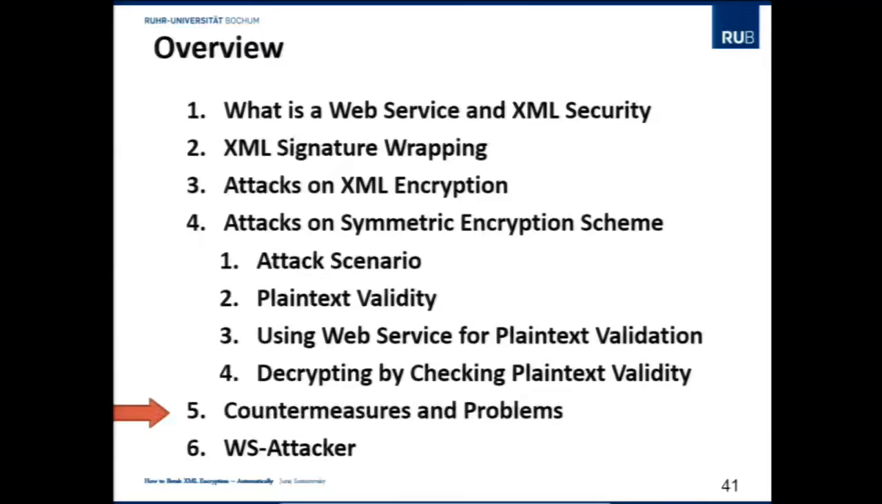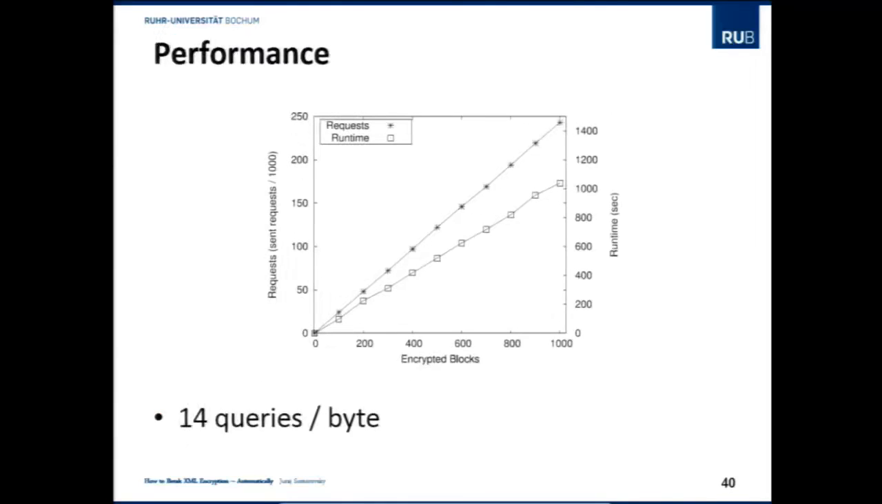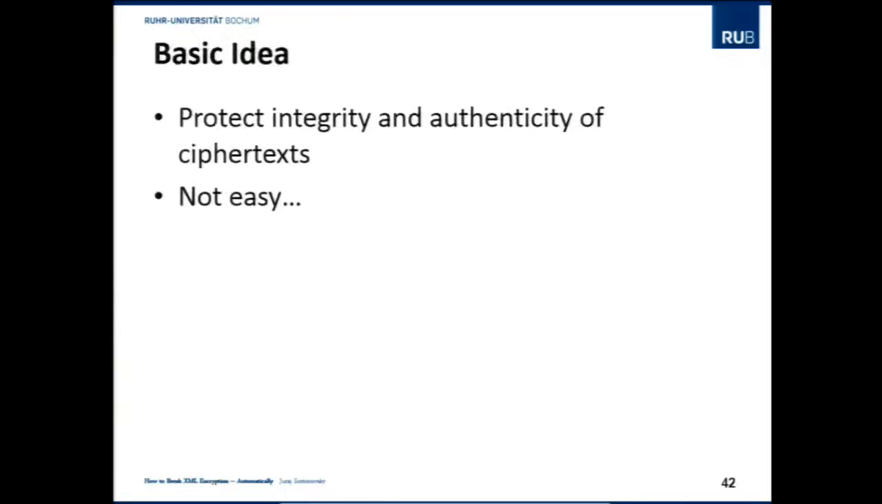This is quite performant. And now maybe you ask which countermeasures can be applied. The basic idea behind applying countermeasures is to protect the integrity and authenticity of the messages, so that the messages are not modified. Because if the attacker can modify the ciphertext, maybe he can force the web service to produce some fault messages.